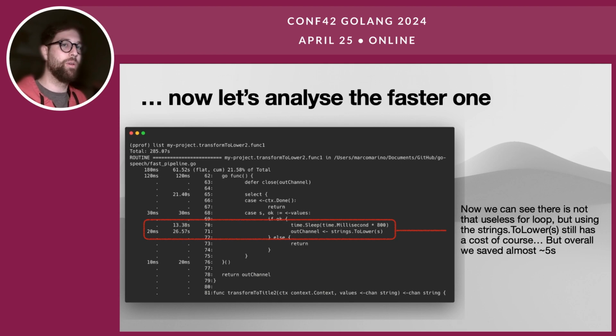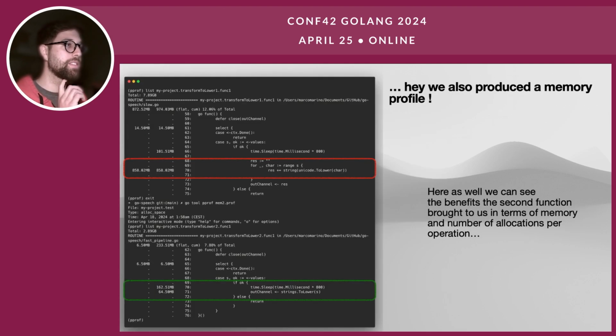We found out why our function is slower. We have now analyzed the CPU profile, but we also produced a memory profile, and as you can see, in the slower function we have a waste of memory and an enormous quantity of allocations. Of course, this is what I wanted to show you: the systematic way to find out where your program is slow and where your program is fast.